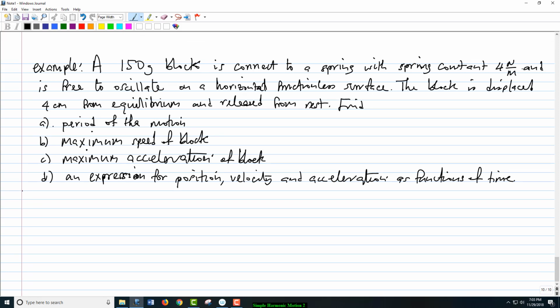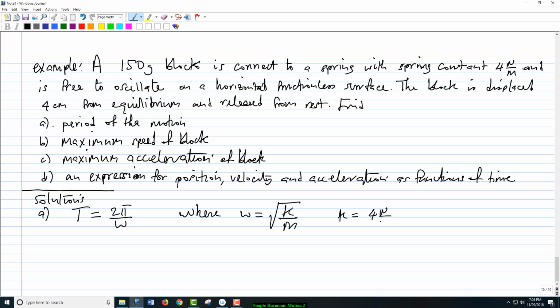Let's look at the solutions next. We start off with solution A. We want to find the period of the motion. We know that the period T is equal to 2 pi divided by omega, where omega is equal to the square root of spring constant divided by mass. We know the spring constant k is equal to 4 newtons per meter.